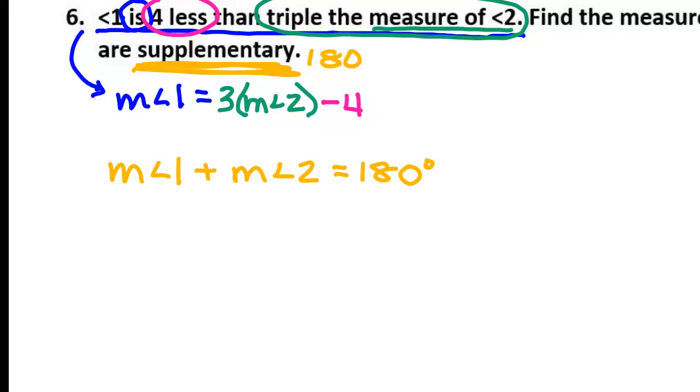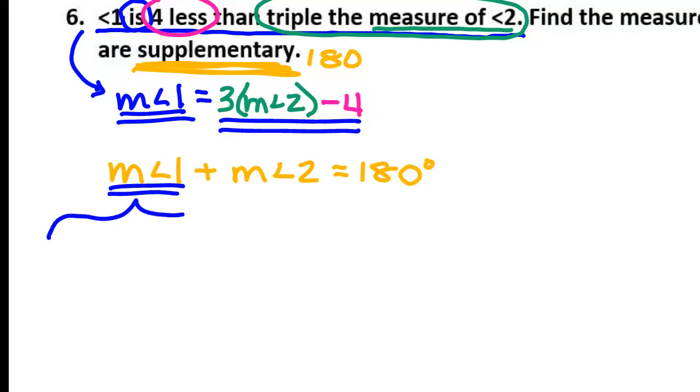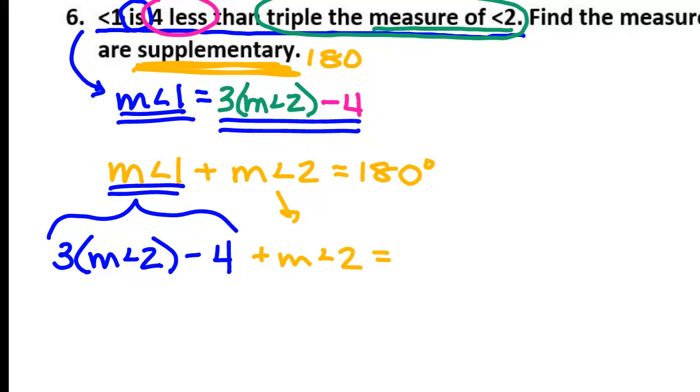All right. I know that the measure of angle 1 is equal to this right here. If things are equal, I can swap them out using what? Substitution. Do you see the measure of angle 1 anywhere else? Right here. So in the place of this, I'm going to put 3 times the measure of angle 2 minus 4. And then I have to bring down the rest of this equation, plus the measure of angle 2 equals 180.